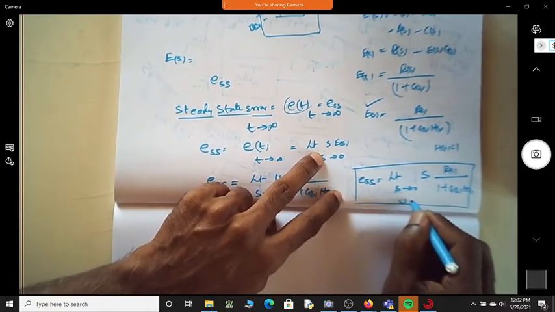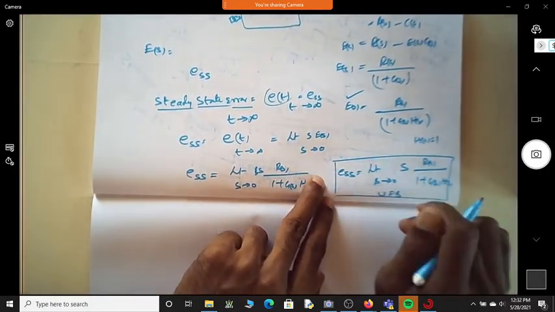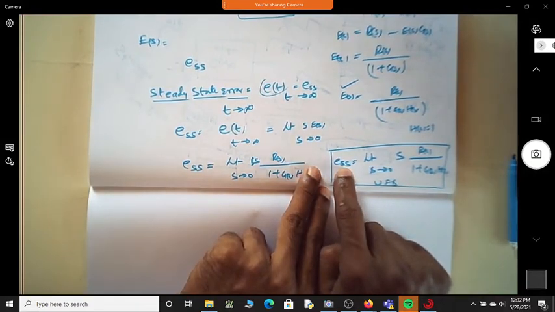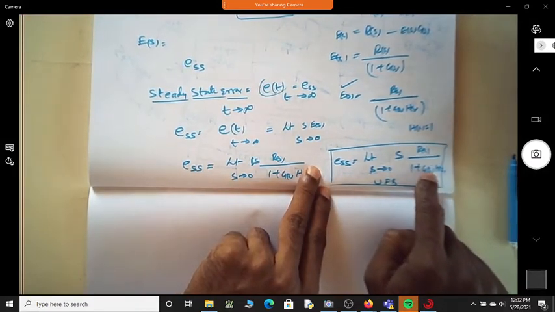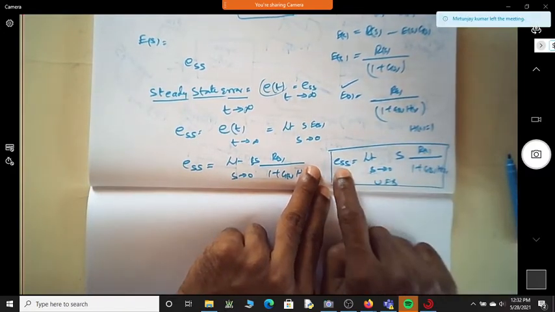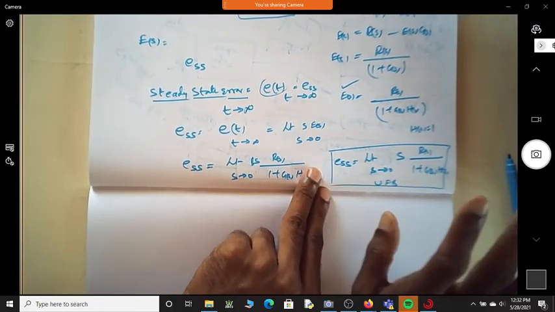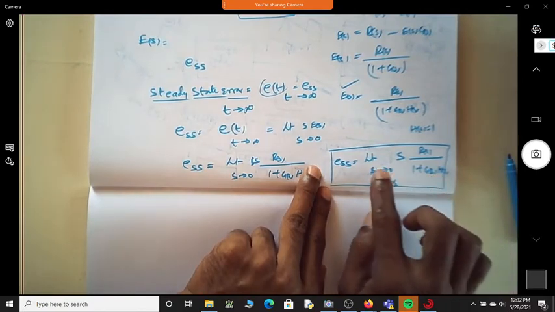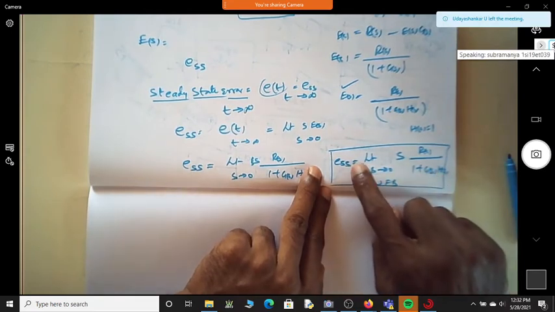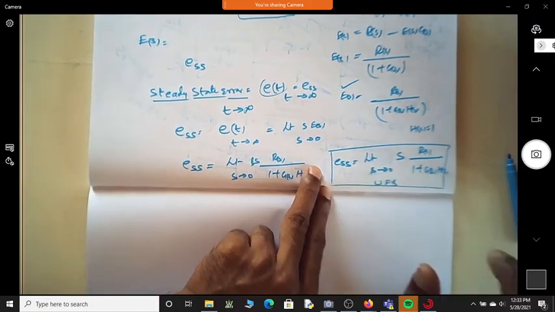This is for a unity feedback system. Now, what is the significance of this? You can predict the steady state error if you know the transfer function and if you know the type of input. Suppose this e_ss becomes 0, then what does it mean? There is no error as t tends to infinity. Suppose you have some error, you will end up with a non-zero value. How to make it 0? You can tweak your transfer function so that you get it to 0.